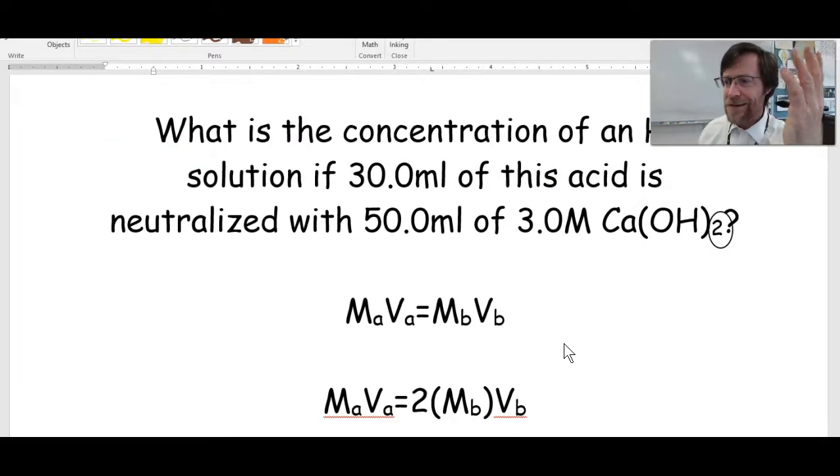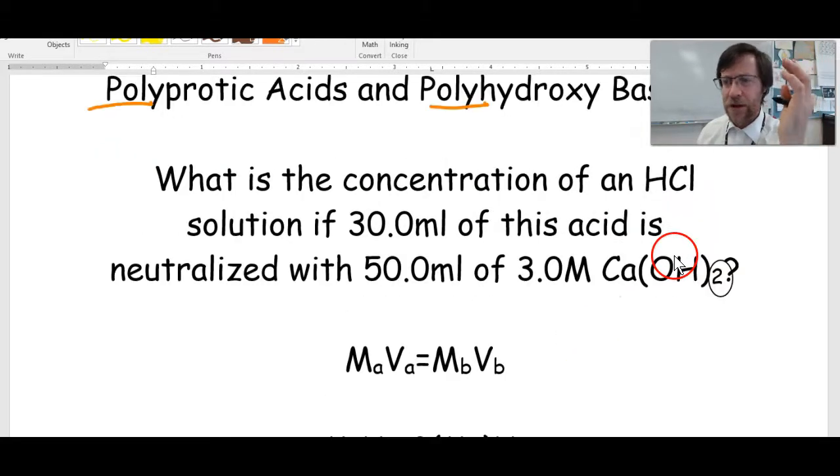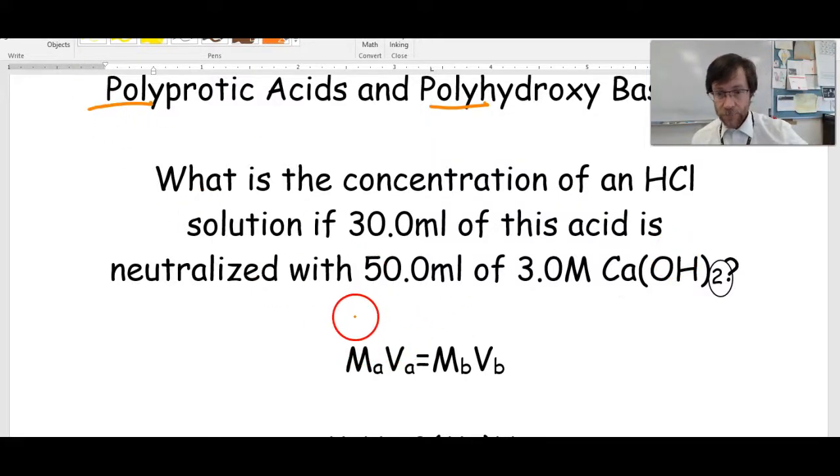Instead of explaining how, let's just dig into it. So this is going to be our question right here: what is the concentration of an HCl solution of 30.0 milliliters?